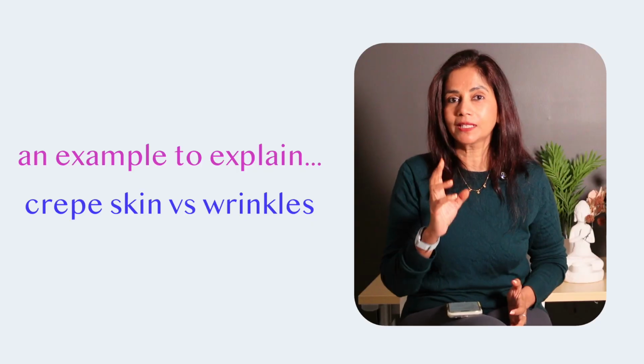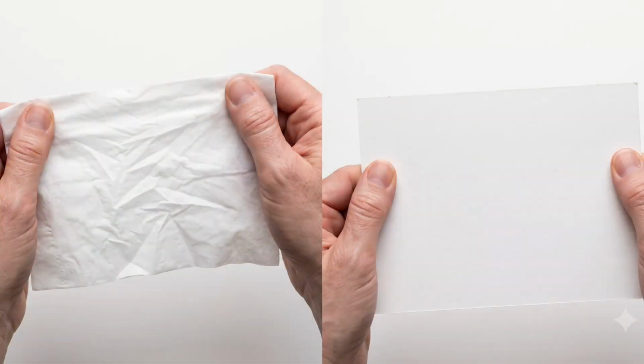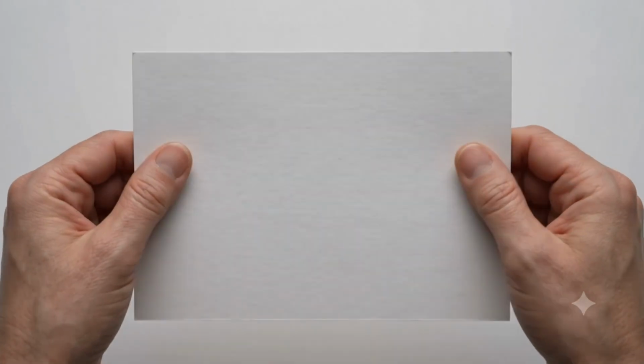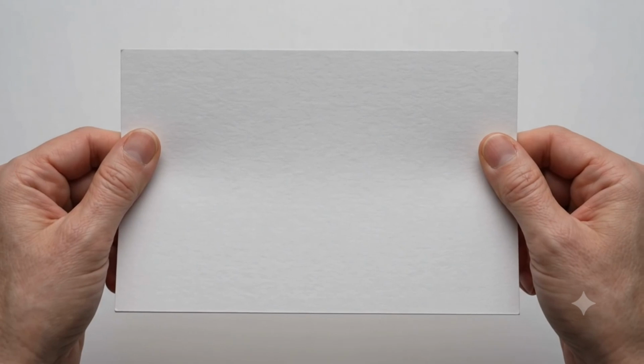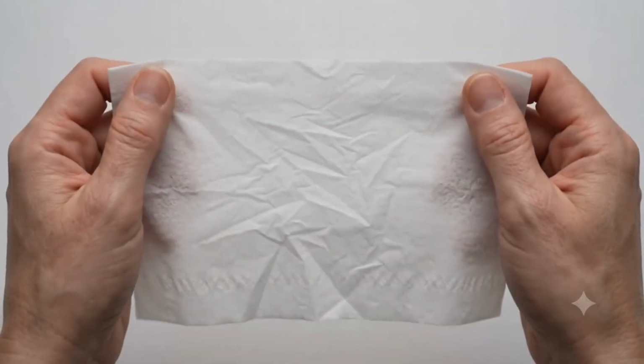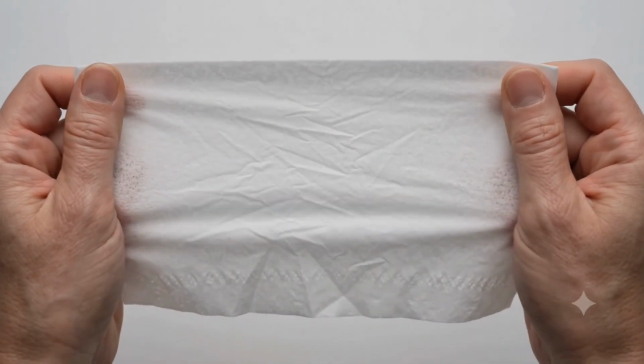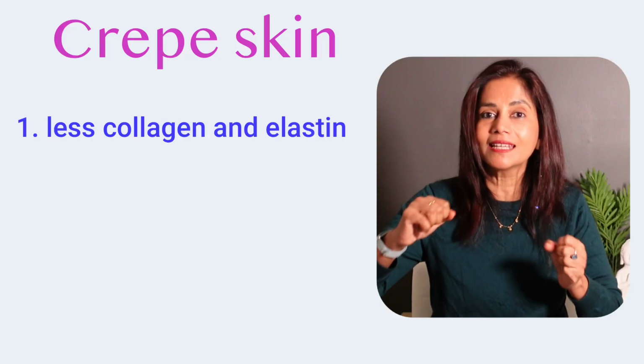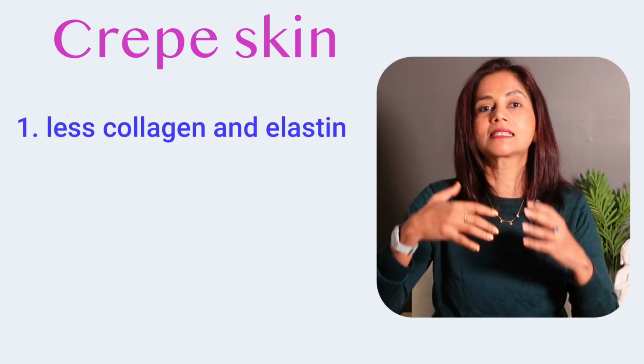Now think of two different kinds of paper, a card and a tissue paper. The card, when you hold it and stretch it, because it's thick, and then you let go of that stretch, nothing much happens. There are no folds there. Now think of the tissue paper. It's much thinner than the card. Now you stretch it and then you let go. That will result in a lot of crinkles on the tissue paper. So that's exactly how crepe skin forms. The skin has become thin because of the loss of collagen and elastin, and because it's thin and it gets stretched, that's what results in crepe skin.